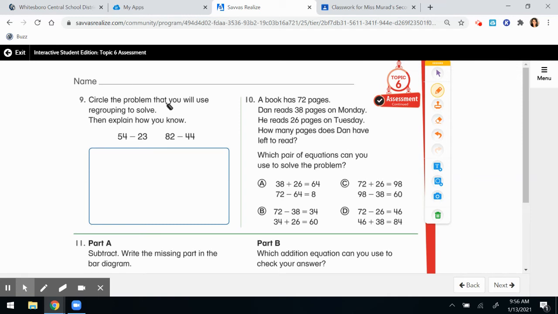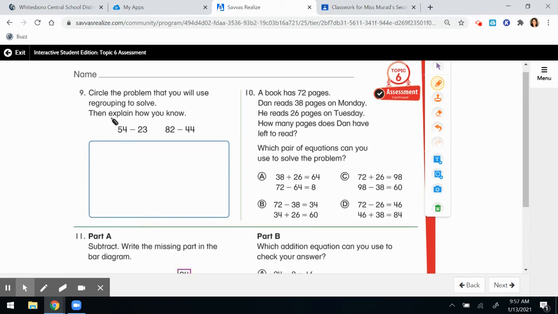Here's another one where you have to think about which one you need to regroup. Circle the problem you will use regrouping to solve. Then explain how you know. I want you to do this one by yourself. Which one are you going to have to regroup for? 54 minus 23 and 82 minus 44.